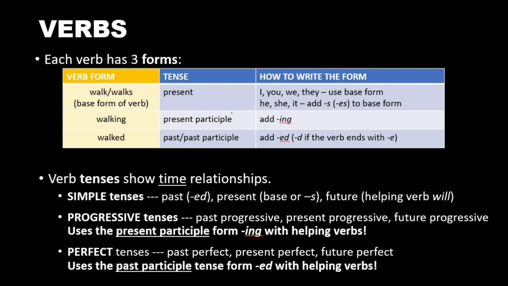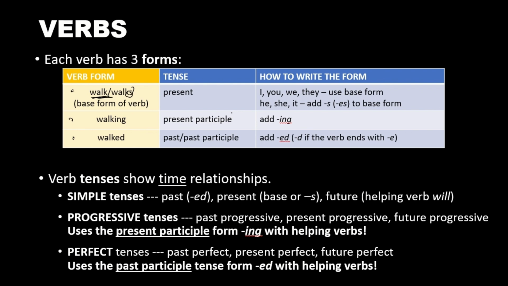Verbs come in 3 forms. We have the present, which is this top one up here. We have the present participle in the middle, and then the past or past participle on the bottom row. In the example we're using here, the verb walk, for present tense, the form of the verb could be just the base, walk, or you can add an S to it, which gives you walks. If you look all the way to the right where it says how to write the form, you're going to use the S with pronouns or even proper nouns, but for the pronouns he, she, and it, you're going to add an S to the base form of that verb.